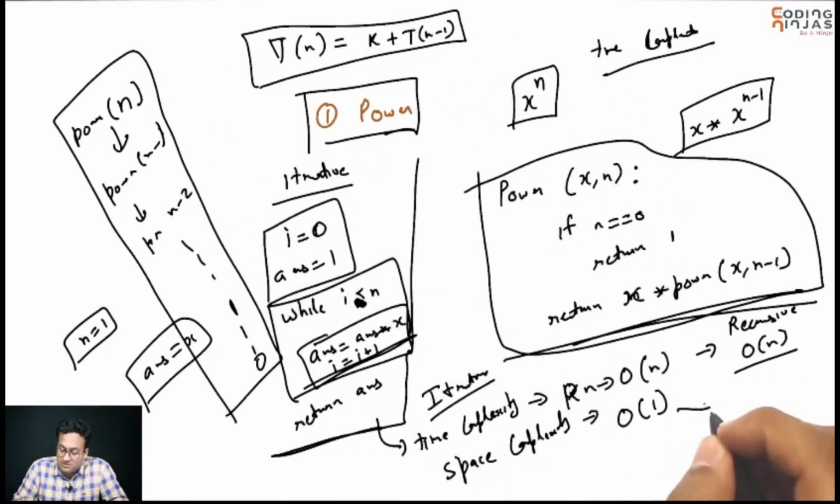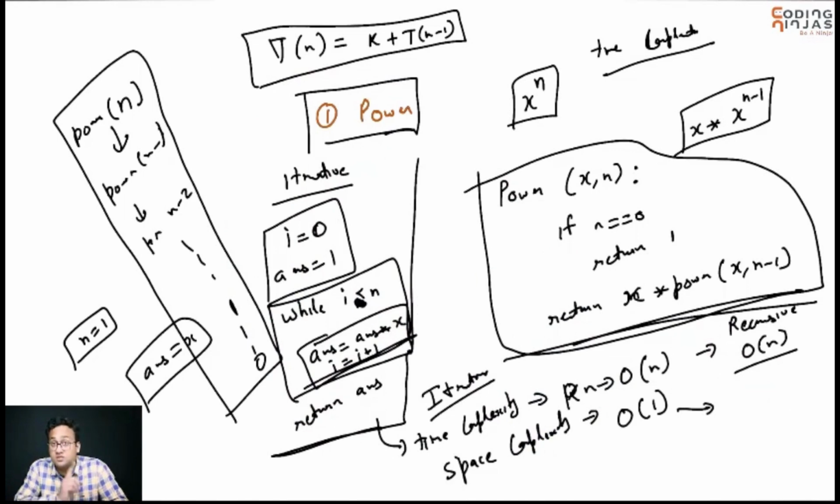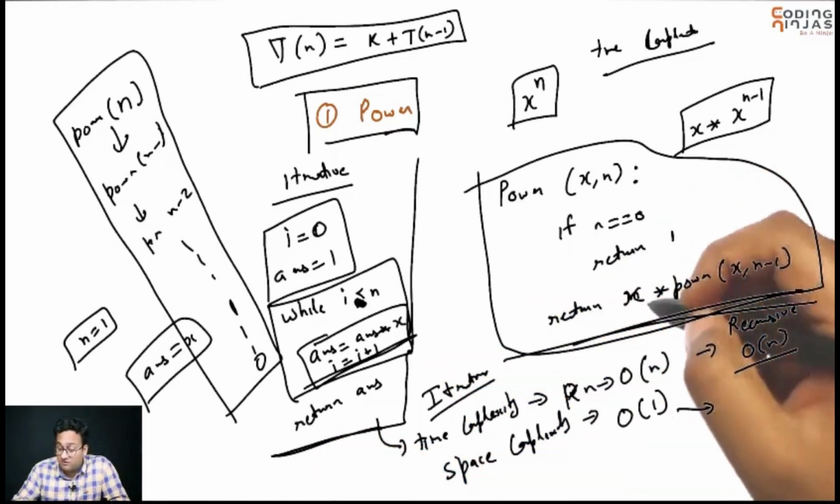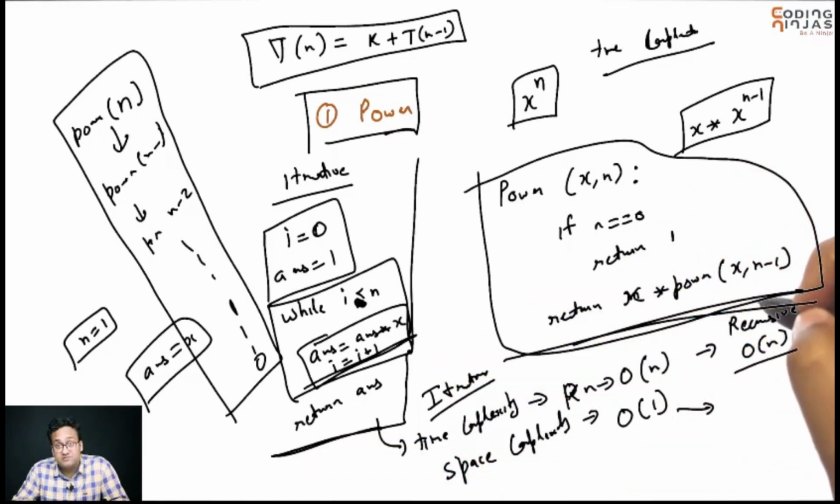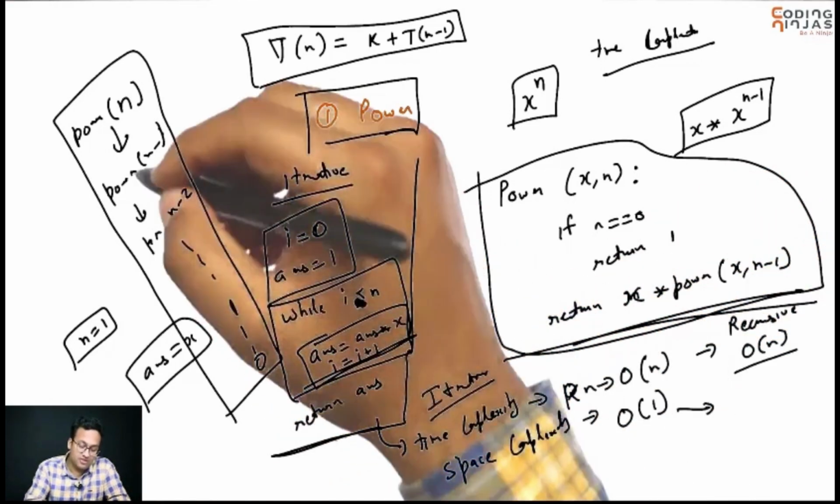What about the space complexity? Space complexity is interesting because it looks like we are not creating any extra variable, but in reality you already know the answer to this.